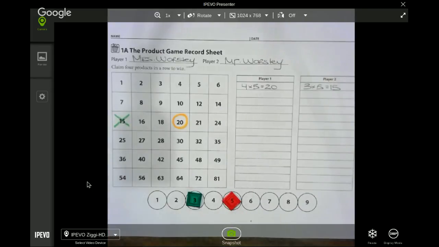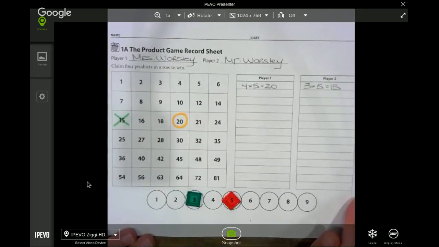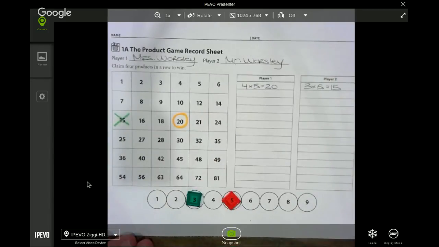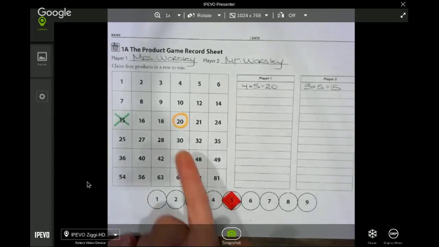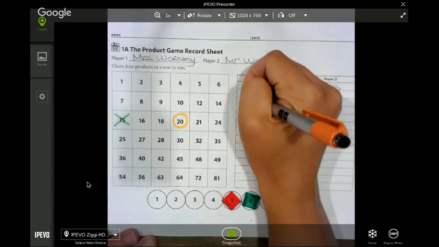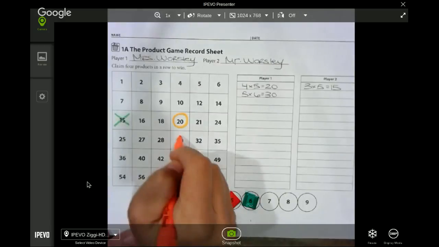Back to player 1, or me, Mrs. Worsley, I only get to move one of these pieces. I do not get to move 2. So I want to look around the spots that I've chosen, around 20 from my last turn, to see where I can go to make a new product to get me 4 in a row. So I know that 5 times 6 gets me 30, so I'm going to actually move the green piece that was on the 3 to the 6, so I can write a new equation. 5 times 6 equals 30. And I get to circle that spot.